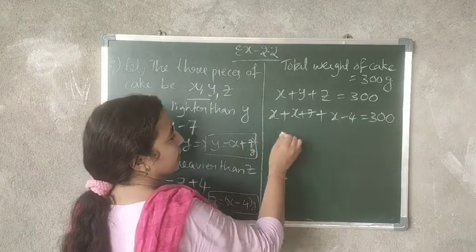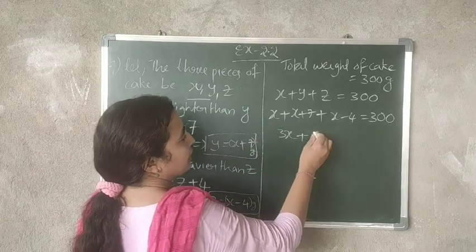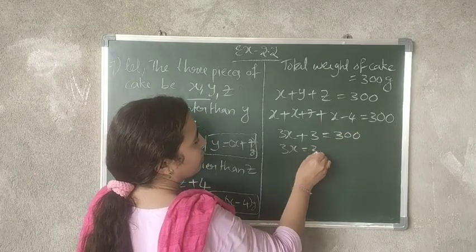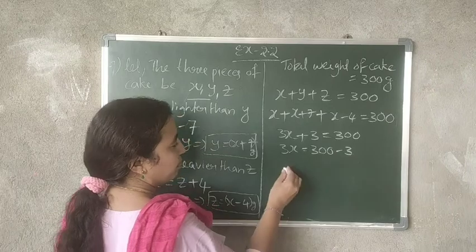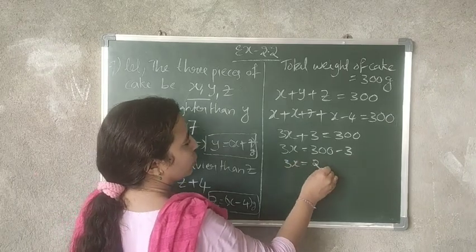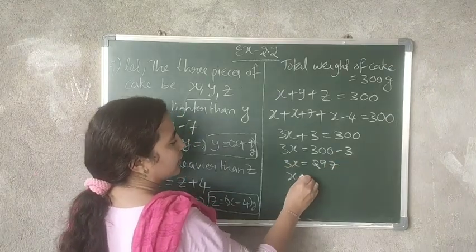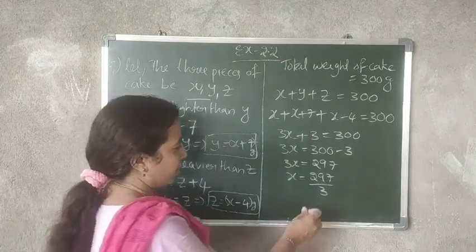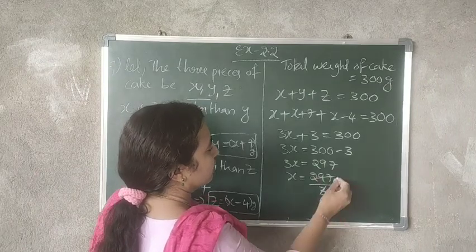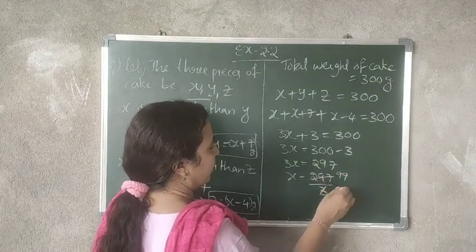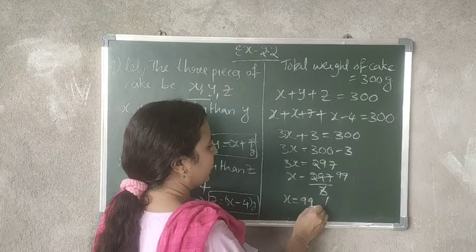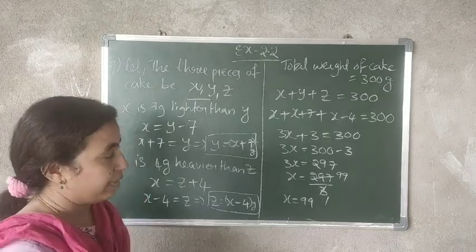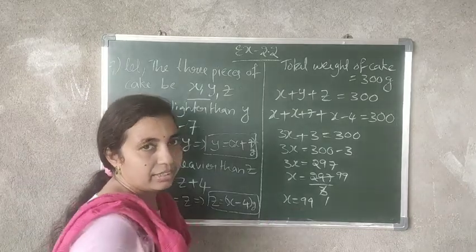Now, x, x, x gives 3x. Plus 7 minus 4 is 3. So 3x plus 3 is equal to 300. Now 3x is equal to 300 minus 3, which is 297. So x is equal to 297 by 3. 3 nines are 27, left 9. So x is equal to 99. Means first piece weight is how much? Each of the 3 pieces we have to write. Okay, first piece weight is 99 grams.